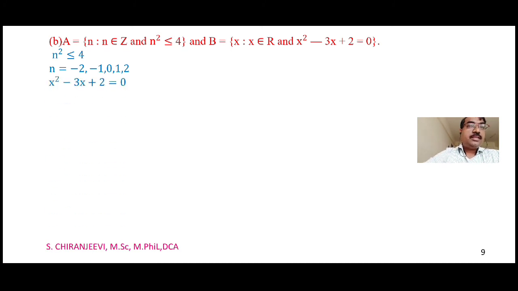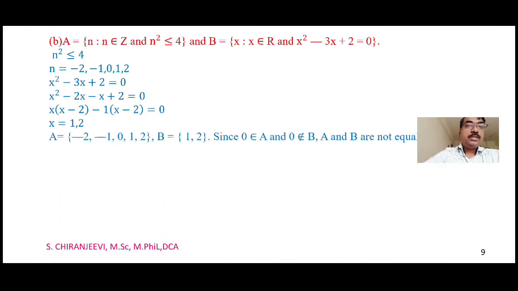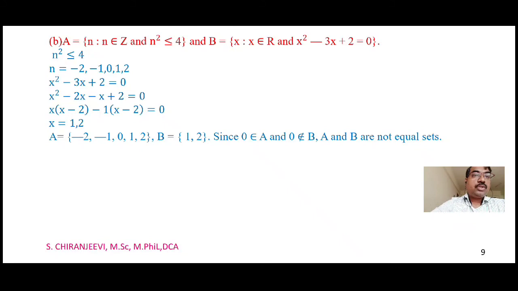Now simplifying the set for B, X square minus 3X plus 2 equal to 0, splitting the middle term. X square minus 2X minus X plus 2 equal to 0. Taking X outside, it will be X minus 2. Taking minus 1 outside, it will be X minus 2. So you will be getting X equal to 1 and 2. So the set capital A is minus 2, minus 1, 0, 1, 2. Capital B is 1 and 2. So here 0 belongs to A and 0 does not belong to B. So A and B are not equal sets. Therefore A not equal to B.